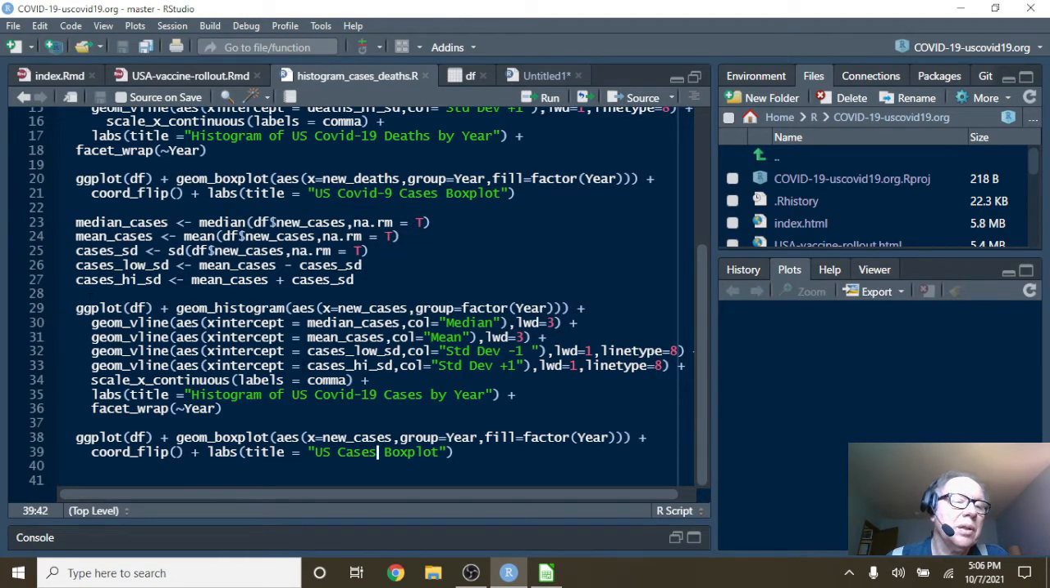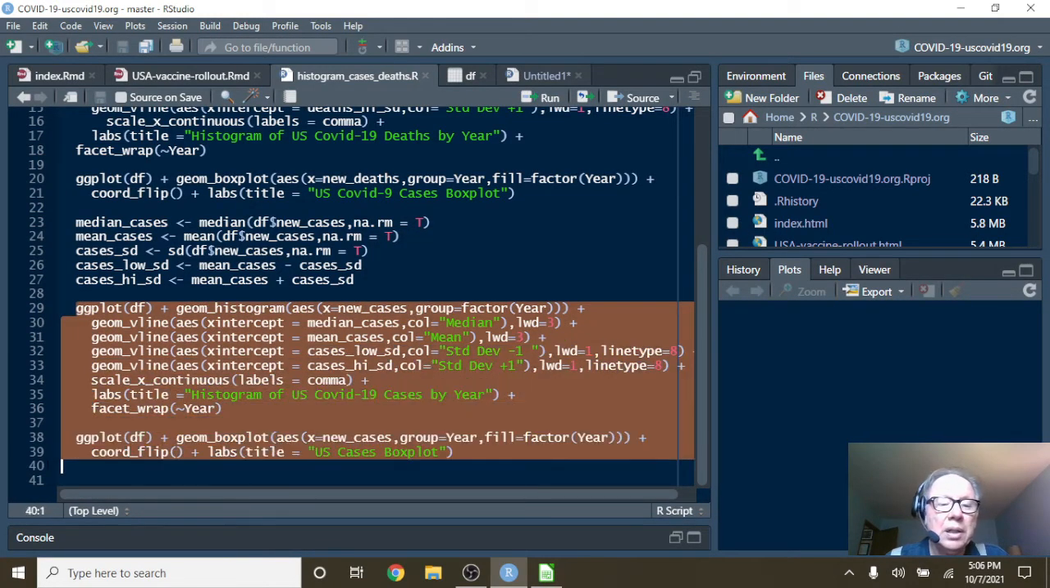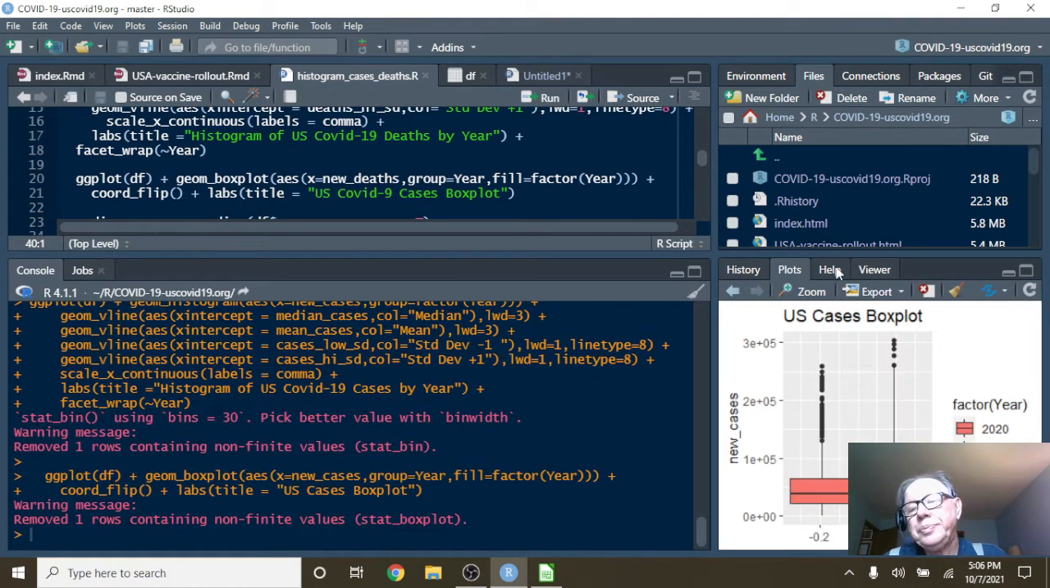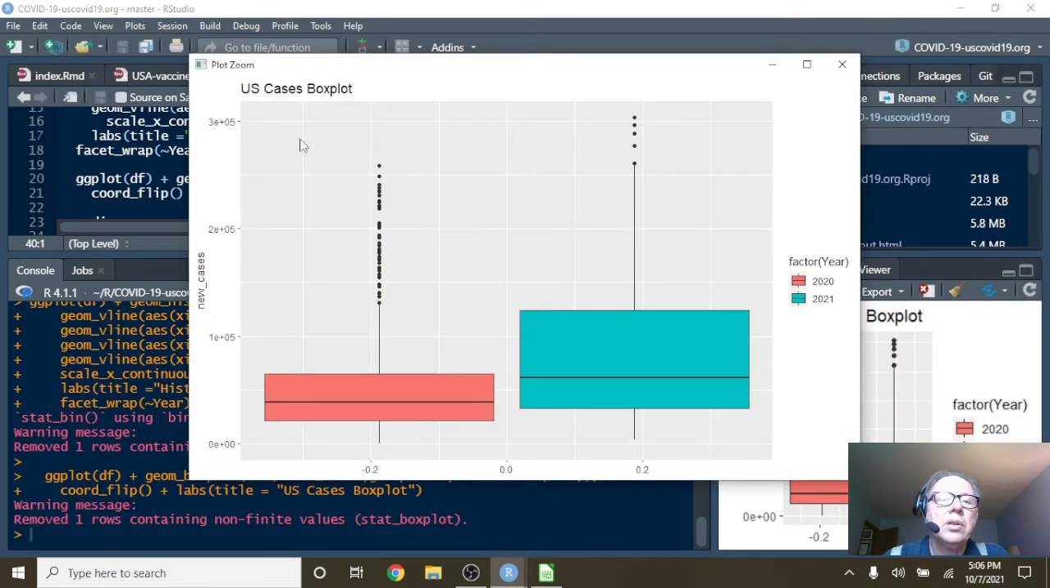Now the question is, how useful really is this? We can see different ways of looking at the distribution, right? So here's the box plot of cases. Once again, 2021 appears to have more outliers over here. The interquartile range is narrower. The median is less than 2021. So 2021 has a larger interquartile range, longer whiskers, but fewer outliers apparently.